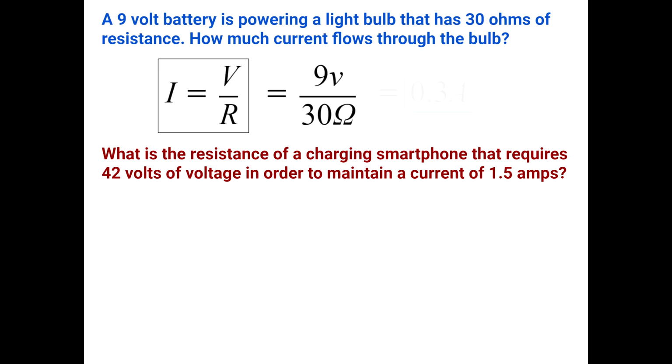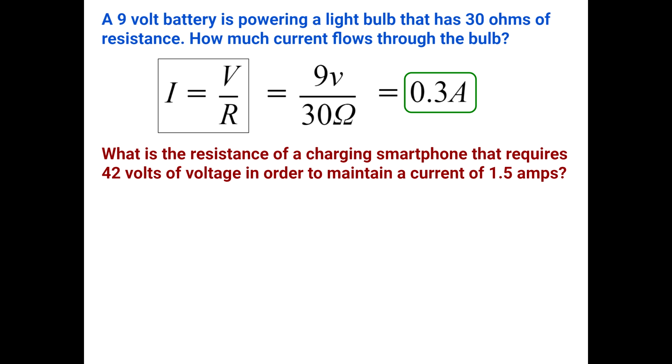9 divided by 30 is 0.3, and the correct unit, since we're looking for current, would be amps of current, or amperes. That's actually something you'll notice in the next question, is sometimes we don't even use the full word amperes, we just say amps, because that's quicker. Okay, now on to our second problem.